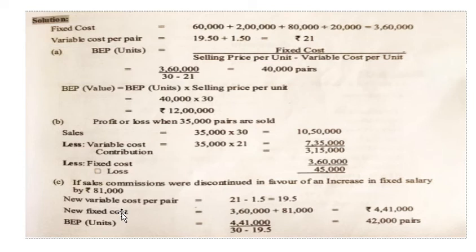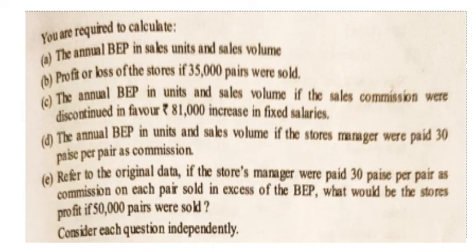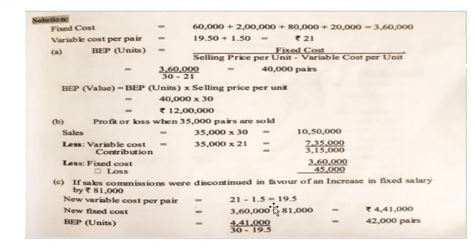Now the fixed cost. The total fixed cost is 3,60,000, which we get from rent 60,000, salaries 2,20,000, advertising 80,000, and sundry expenses 20,000. In the question they ask for the break-even point in units if you reduce the sales commission and increase the fixed salary by 81,000. We have reduced the variable cost to 19.5, and now we increase the fixed cost: 3,60,000 plus 81,000 gives a total fixed cost of 4,41,000.